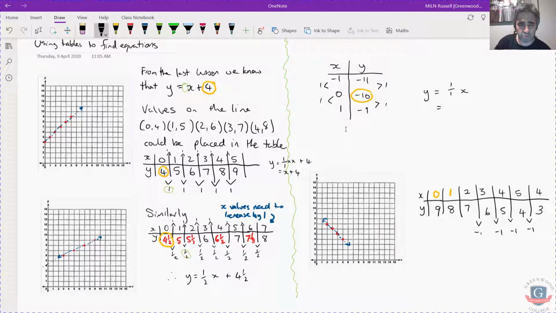Now the y-intercept is when x is 0. So we take this value over here and we jam it in at the end of the equation. So y will be x take 10. Quite an easy one. This next one's a bit different though.